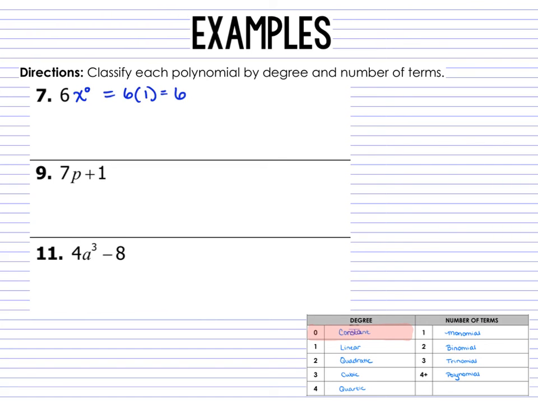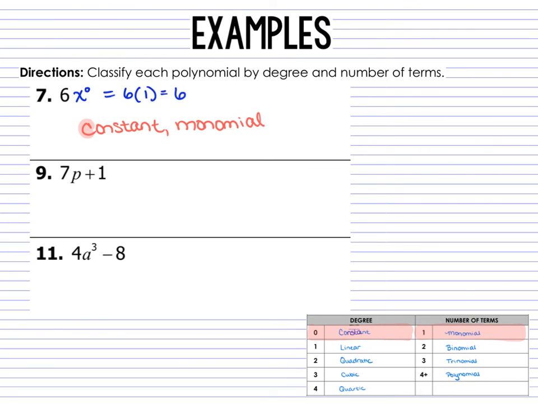Since it's only a 6, we're not adding or subtracting anything else. There is only one term in that whole thing. So we are going to classify number 7 as a constant monomial. So just the expression 6, for example number 7, is a constant and it is a monomial.